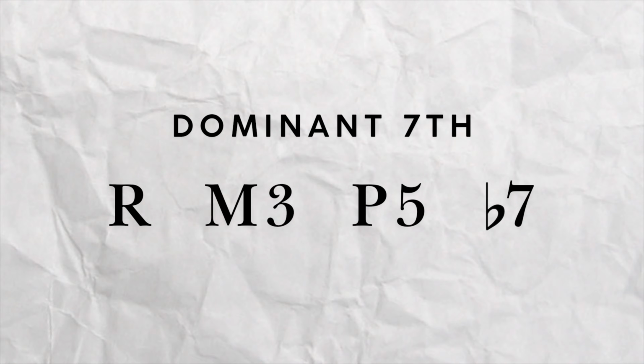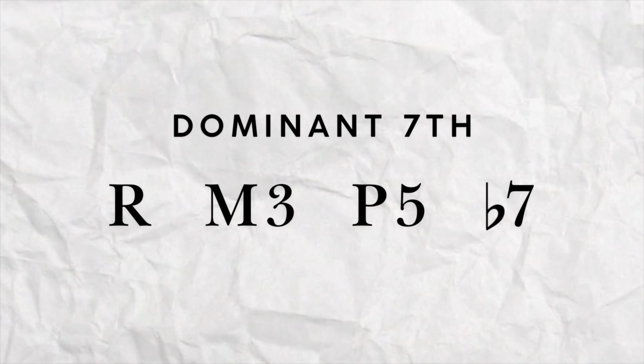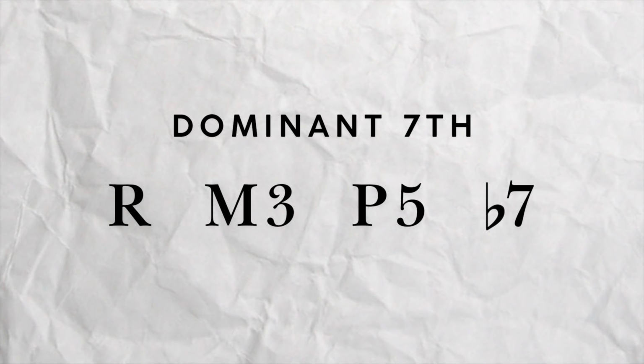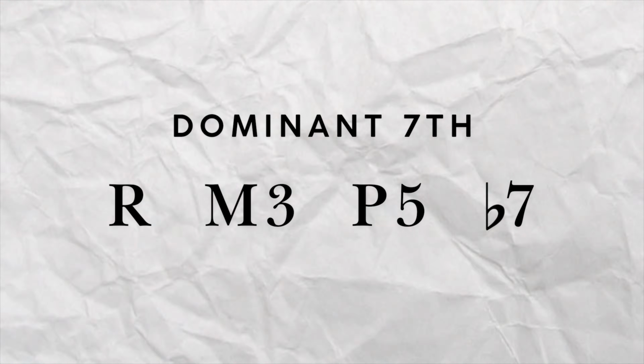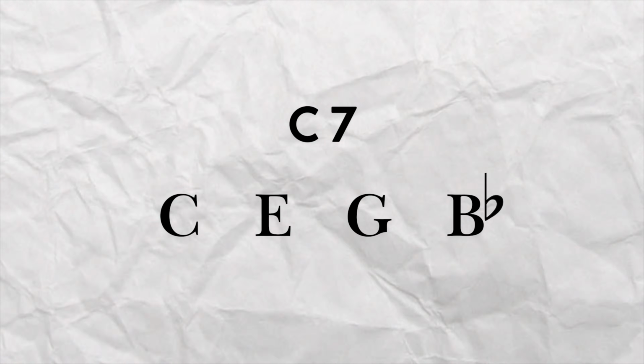Alright, the first chord we need is dominant 7th. And dominant 7 chords are made by a major triad, so root, major 3rd, and perfect 5th, and a flat 7 or minor 7th degree. So the notes for a C7, a C dominant 7, are C, E, G, B flat.